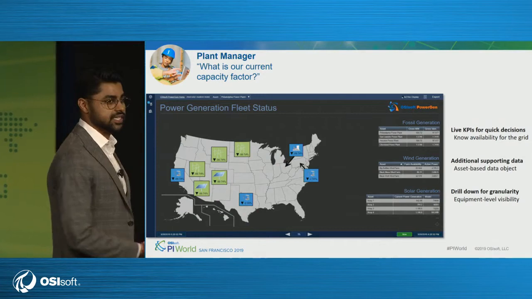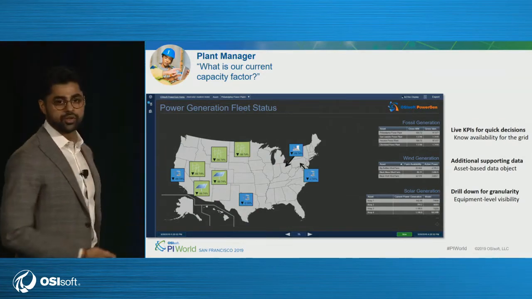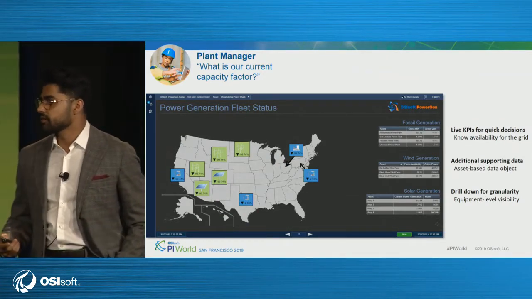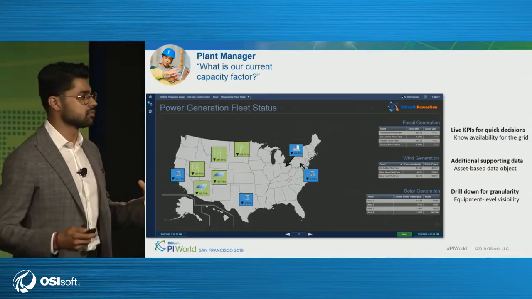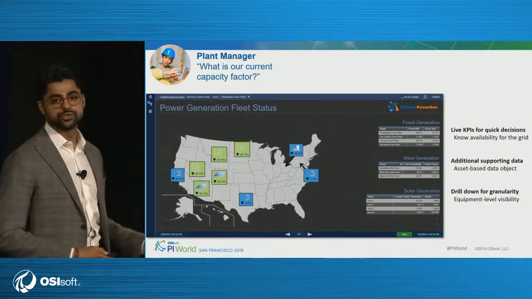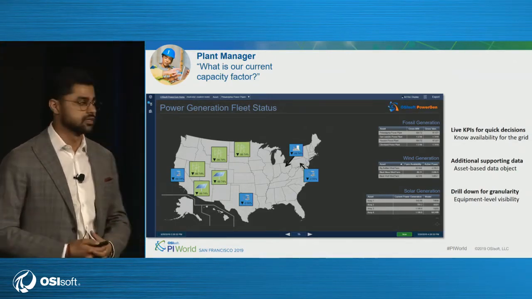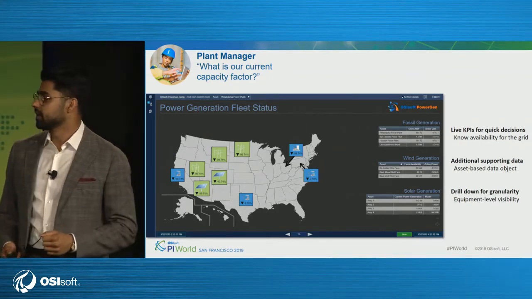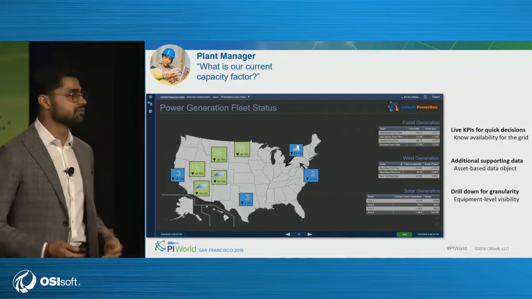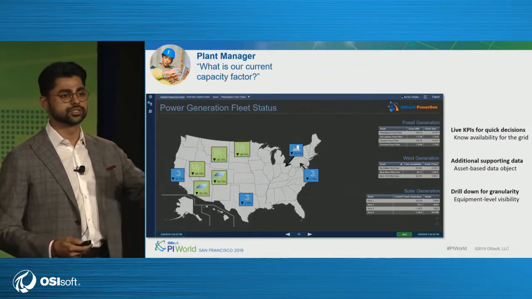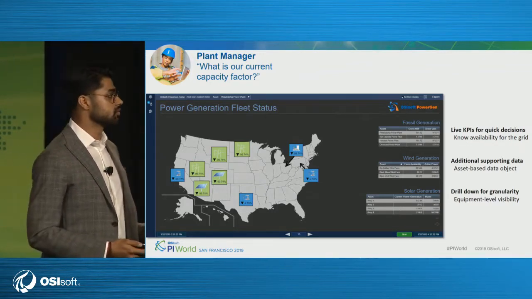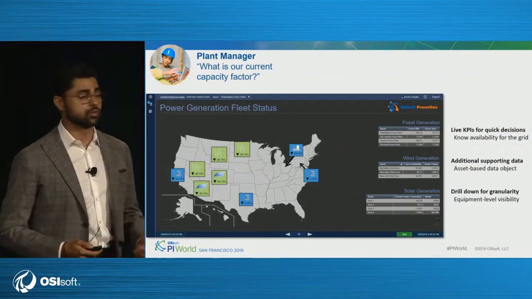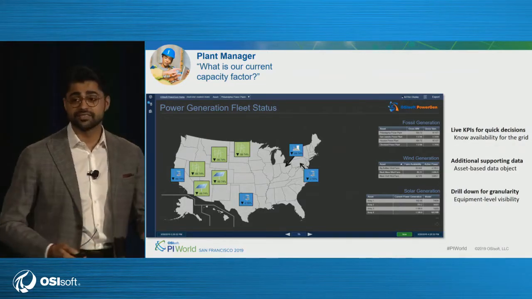So this is an example that we came up with. Think, in this example, that we are wearing the hat of a plant manager who's responsible for multiple sites, in this case for a power generation and distribution company. And we might be interested in selling back power to the grid. So we're trying to figure out what our current capacity factor is.